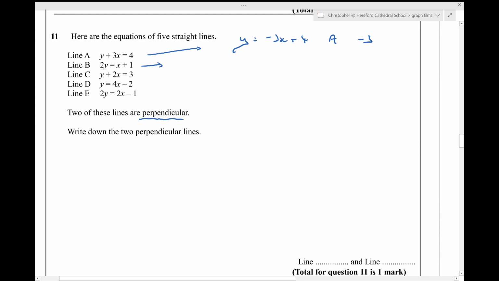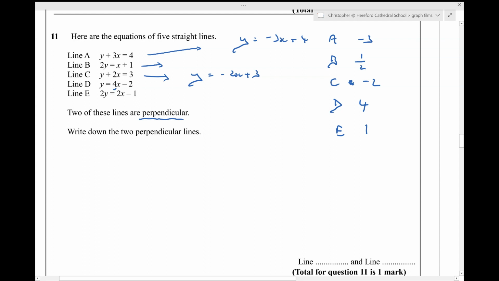Line B, if I want to make y the subject here, I divide by 2, so the coefficient on x would be a half, so line B has a gradient of a half. Line C, to make y the subject, I subtract 2x from both sides, so I would have y equals minus 2x plus 3, so the coefficient of x would be minus 2, so the gradient of line C is minus 2. Line D, I can just read off the gradient straight away, it's 4. And line E, if I divide both sides by 2, then the coefficient on x would be 1. So line E has a gradient of 1.